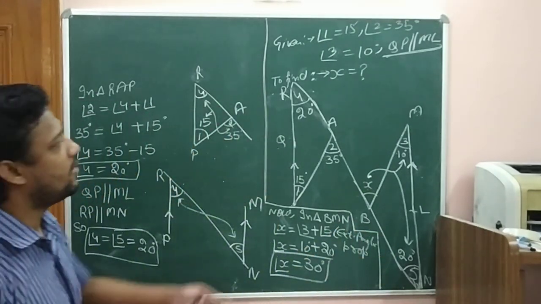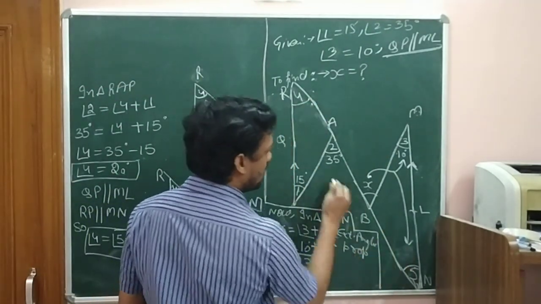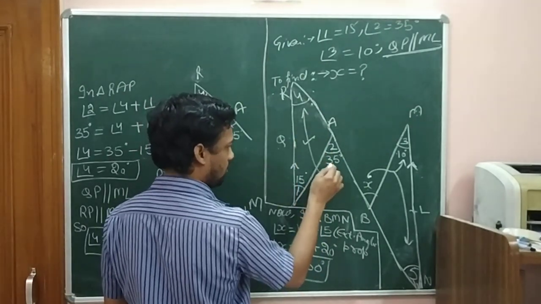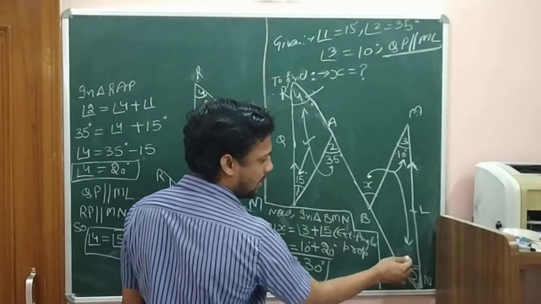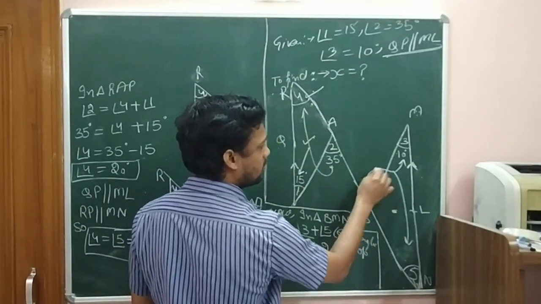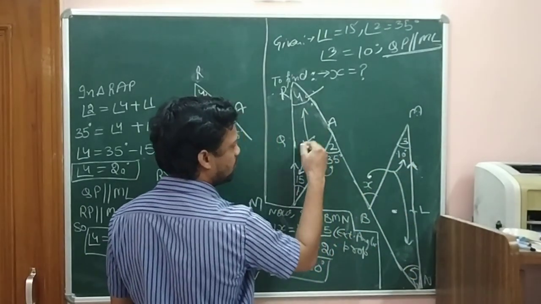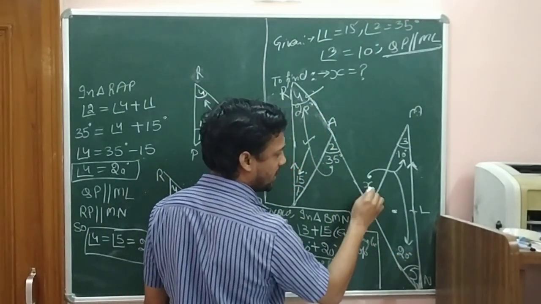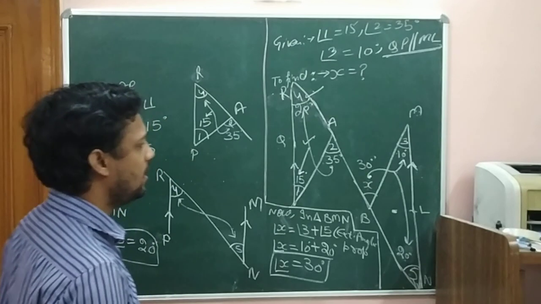Clear students? In this question we have to find the value of x. See how we have solved this question. On this triangle we applied the exterior angle property: angle 2 equals the sum of the opposite two interior angles. So we found angle 4. Angle 4 equals angle 5, alternate interior angles. From here we again took this triangle. This angle equals the sum of the two opposite interior angles. We found angle 4 is 20 degree, angle 4 equals angle 5, same 20 degree. By exterior angle property again, 20 plus 10 equals 30 degree. So angle x equals 30 degree.